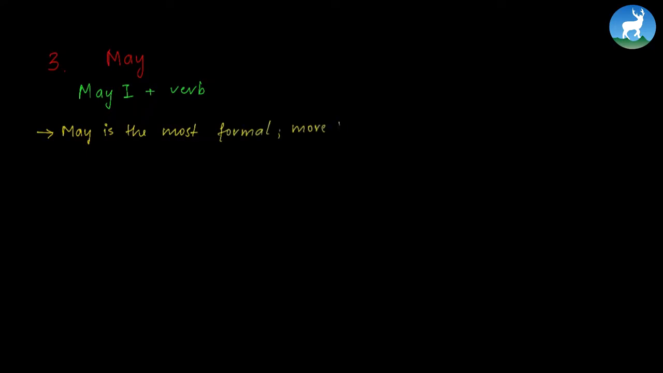Great. Now we move to another sentence structure, which is the third structure for today. We will be using may. Now the sentence structure for may is again may I plus verb. Now note that may is the most formal way of asking for permission. It's more polite than any other structure. So here's another example for may. What do we ask when we want to go out to the toilet to our teachers? So we ask, may I go to the toilet, sir?